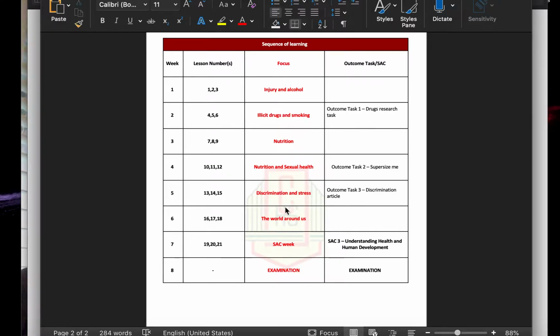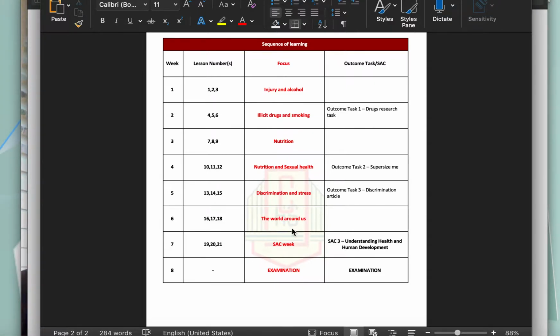And then we jump straight into discrimination and stress. This will be a bit of a creative task around writing an article about discrimination. Finally, the world around us. Here's an extra optional task that I've decided to add on, and Miss Ady decided to add on at the end of last semester's classes. If we don't have time for it, that's okay, but I would like to be able to get to it to see how within Australia our youth health issues are common or different around the world. We'll then have SAC week and then into our examination.